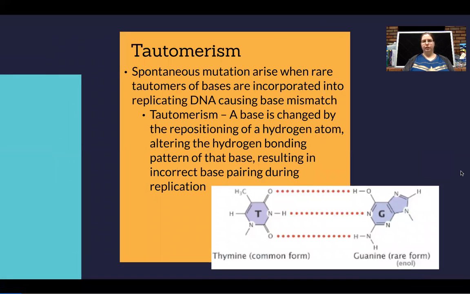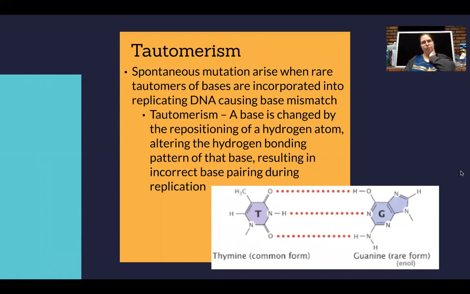So first we're going to just mention something called tautomerism. Try saying that 5 times fast. This is a particular spontaneous mutation, and it occurs when rare tautomers of bases are incorporated during DNA replication. Now you remember adenine and thymine can form 2 hydrogen bonds, guanine and cytosine can form 3. But a tautomer is a rare form of that particular base, and it actually changes the number of hydrogen bonds that it can make.